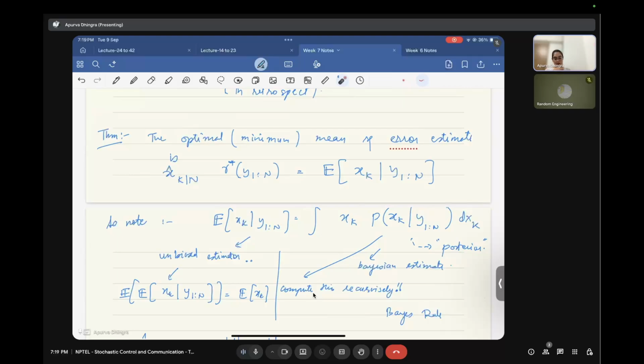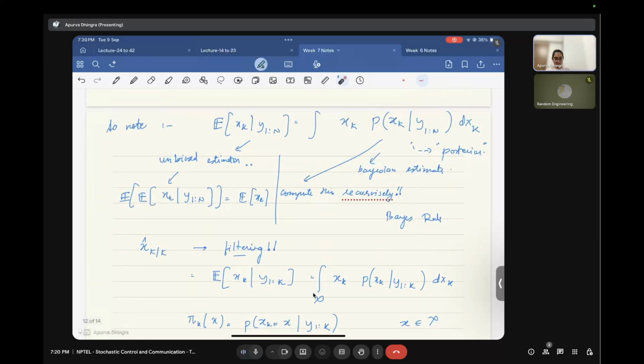Another thing to note over here is this particular expectation. If we take an outer expectation over this, then it just ends up being equivalent to the expectation over xk. This is from the properties of expectations. Meaning this estimator is actually unbiased. It's not dependent on what it got to know. This is an unbiased estimator.